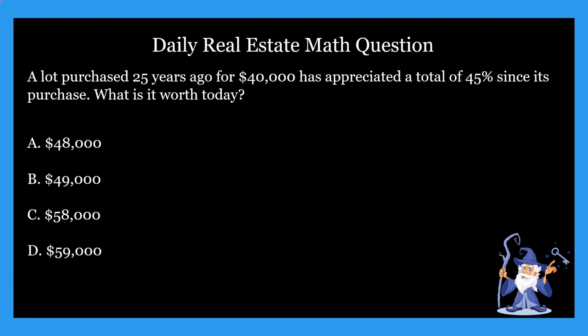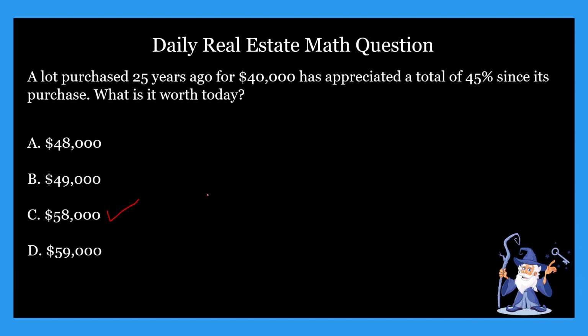All right, so hopefully you came up with your answer on this one, and hopefully the right answer. So what is our correct answer? Well, it's going to be $58,000. That's right, $58,000. So how did we get that? Well, to find total appreciation, it's slightly different. You have to multiply the original price by the total appreciation percentage.